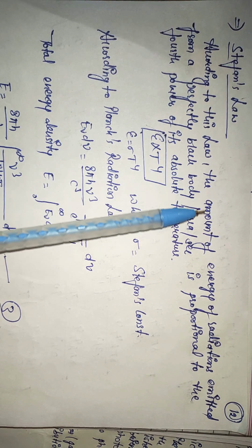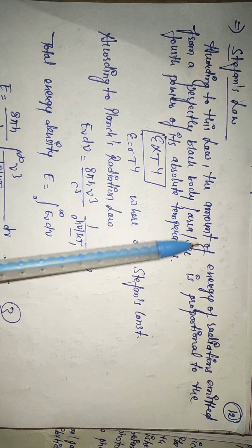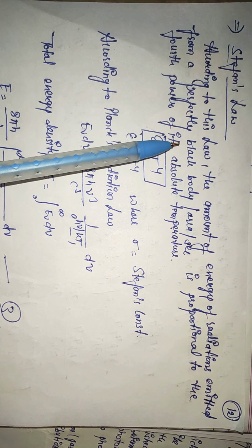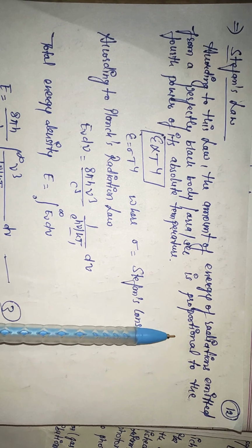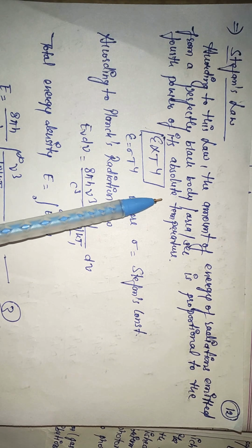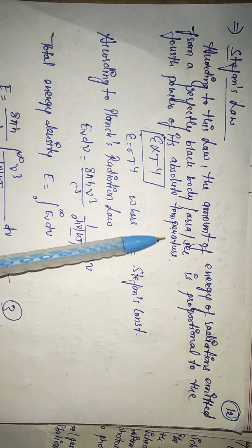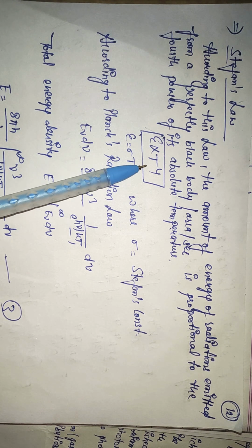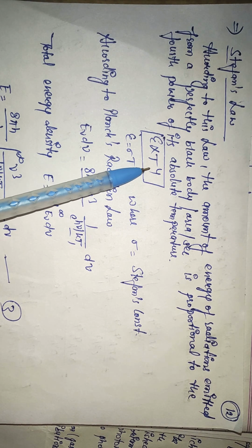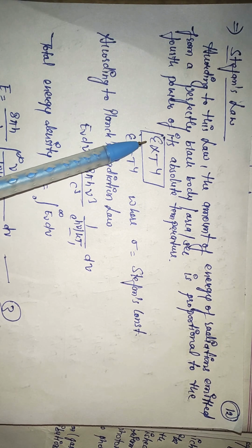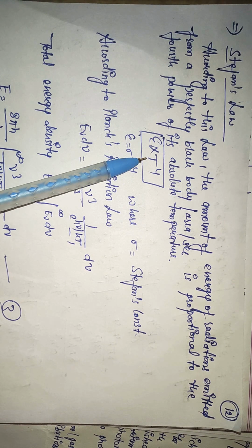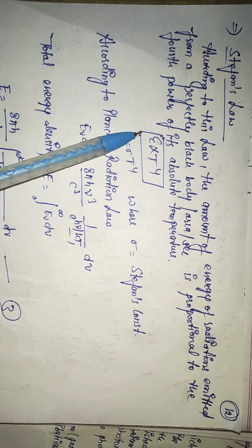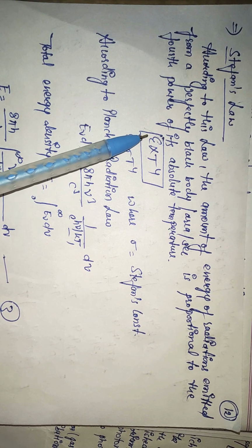According to this law, the amount of energy radiation emitted from a perfectly black body per unit area per second is proportional to the fourth power of its absolute temperature. This means the temperature at which the black body is and the energy radiation emitted at that temperature are directly related. Greater the temperature, greater the energy emitted from a perfectly black body.